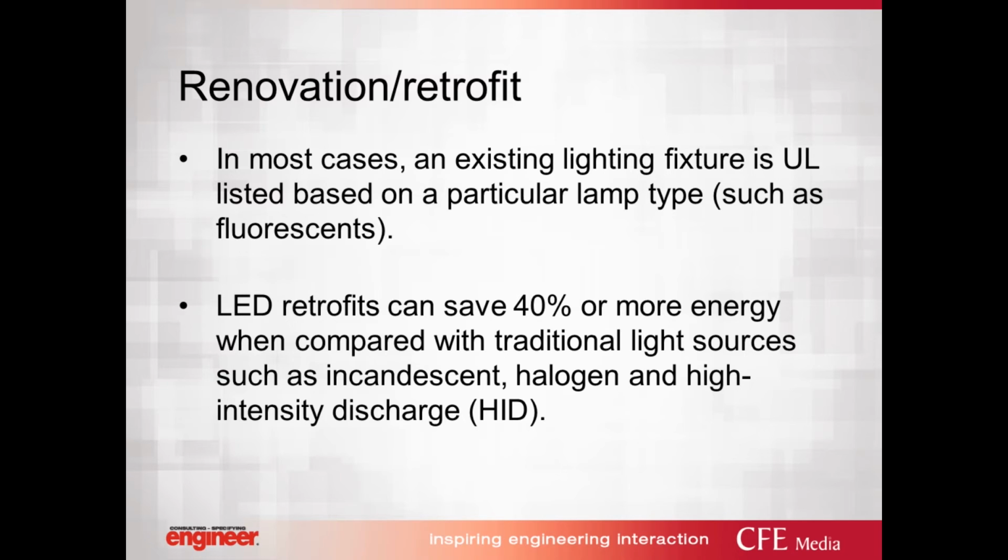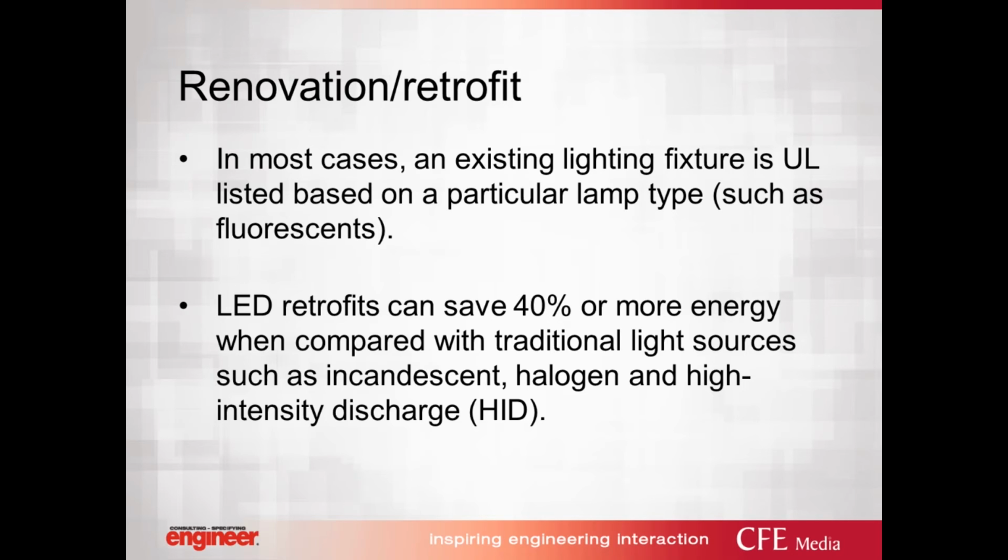Thanks, Barrett. So for renovation and retrofits, in most cases, an existing lighting fixture is UL listed based on a particular lamp type, such as fluorescent. So that includes the ballast, the lamp holders, the whole nine yards. And so what happens when you want to upgrade one of these fixtures with LEDs?